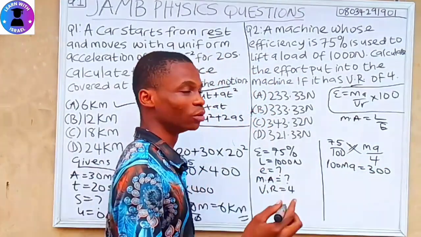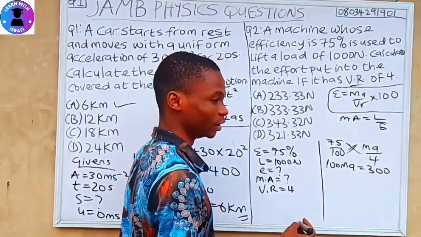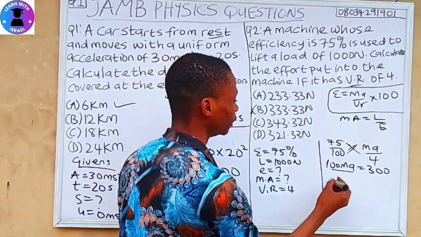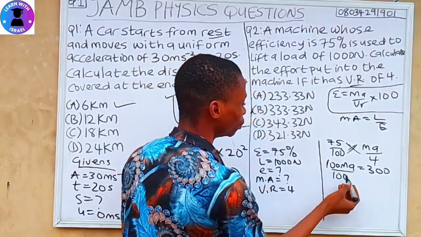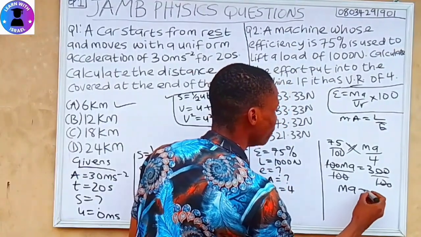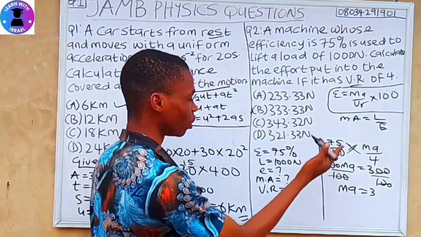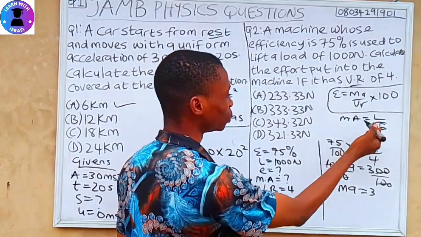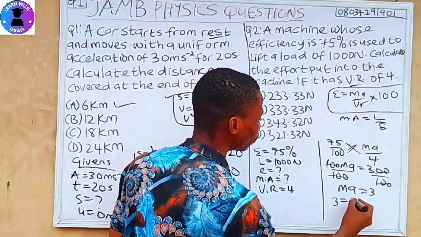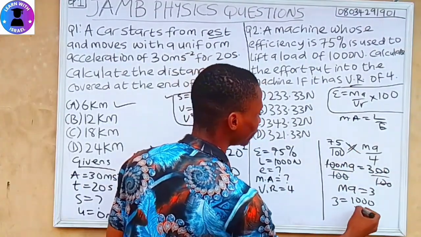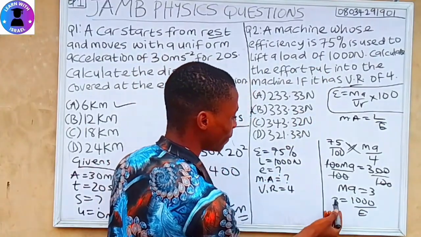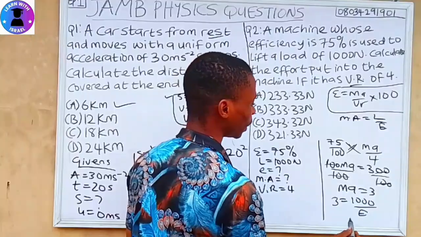You need to know all these things, so that when solving questions, it will be easier and won't take much time. So we divide both sides by 100 to get our mechanical advantage. 300 divided by 100 is 3. So our MA equals 3. We already know our MA now. The next thing is to solve for our effort. Our MA equals 3, which equals our load, 1000, over our effort, which is unknown.